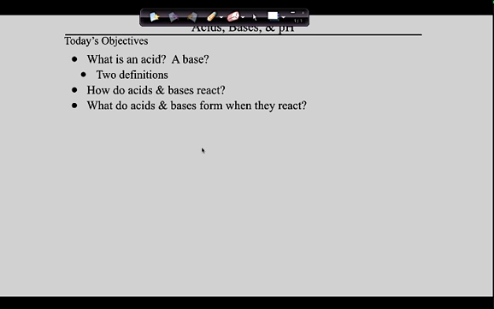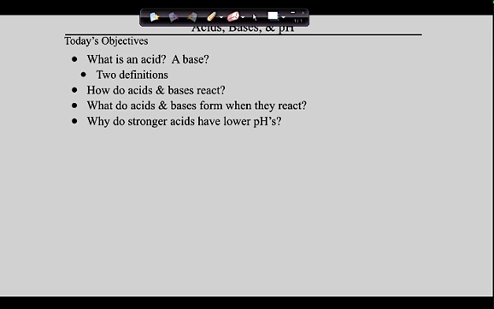And then we're going to follow up with that with what do acids form when they react together. And we already understand that they form water sometimes, and we're going to dig into that a little more deeply. And then guys, finally we're going to answer this question. Why is it that stronger acids have lower pHs?